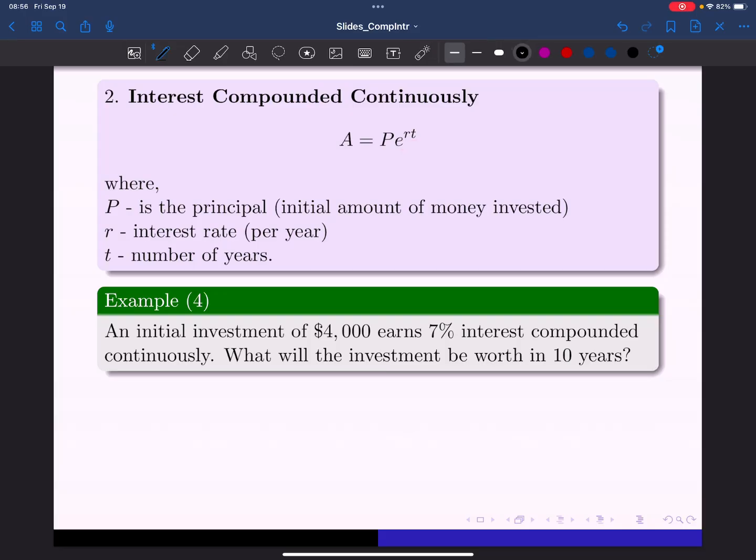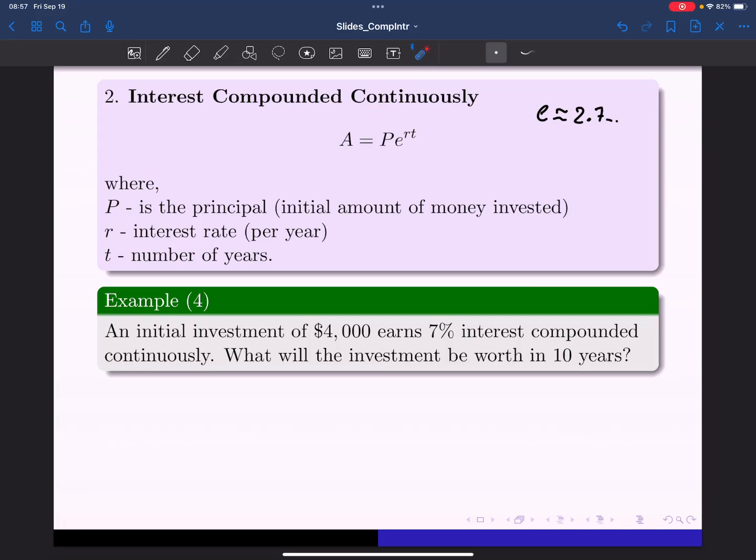If we remember, the letter e is approximately 2.7 something, like the letter pi. So when the interest is compounded continuously, A is the final amount, P is the principal or the initial amount, R is the interest rate, and t is the number of years. In order to use this formula, the question needs to say interest compounded continuously. If we don't have the word continuously, we're using the previous formula.